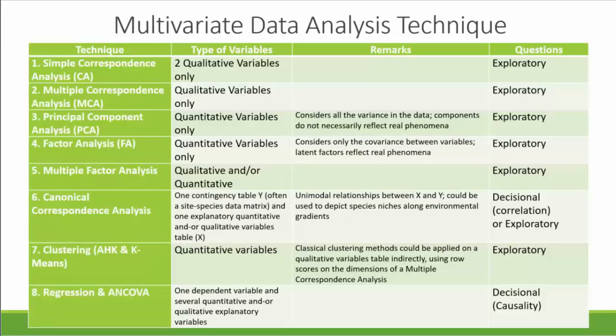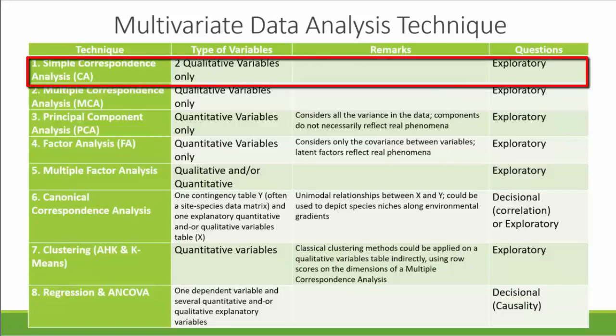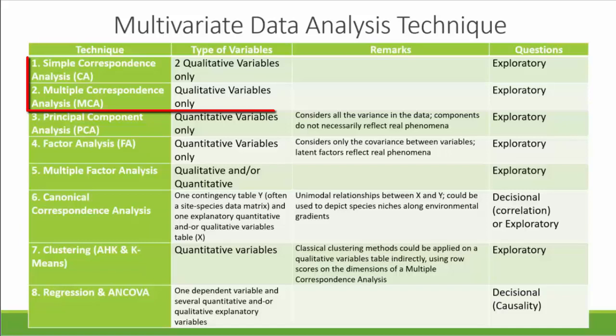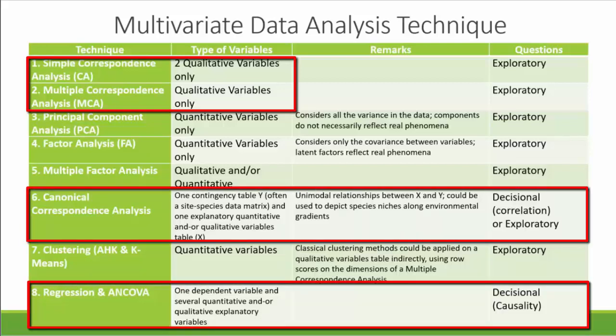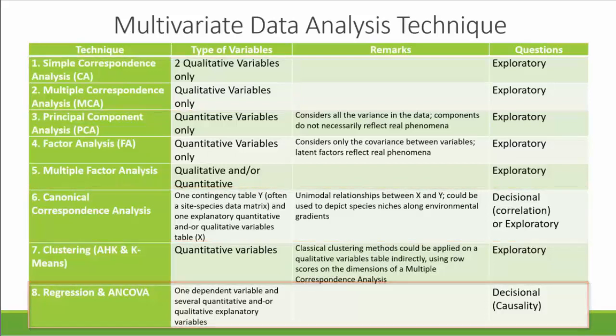Here's a brief comparison of the different multivariate data analysis techniques. My simple correspondence analysis uses two qualitative or categorical variables, but multiple CA requires three or more qualitative variables. Both are exploratory, as opposed to canonical CA and regression or ANCOVA, that is decisional, where there should be a dependent variable and an explanatory variable.